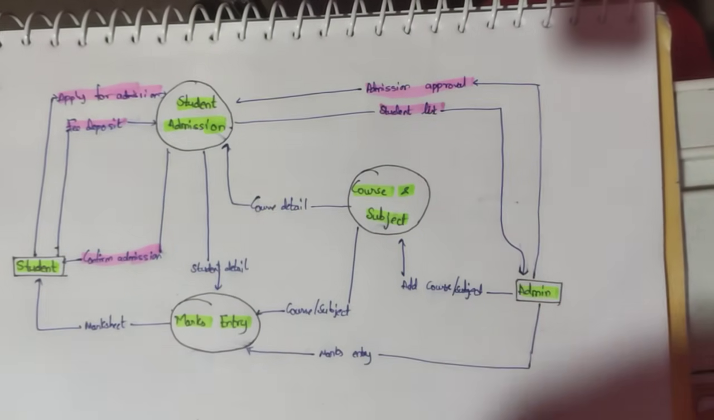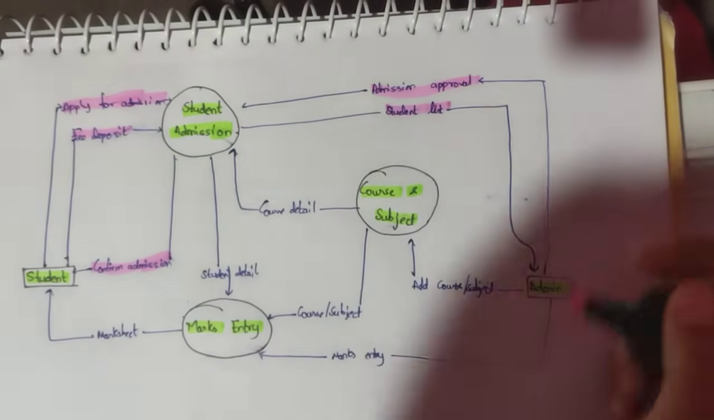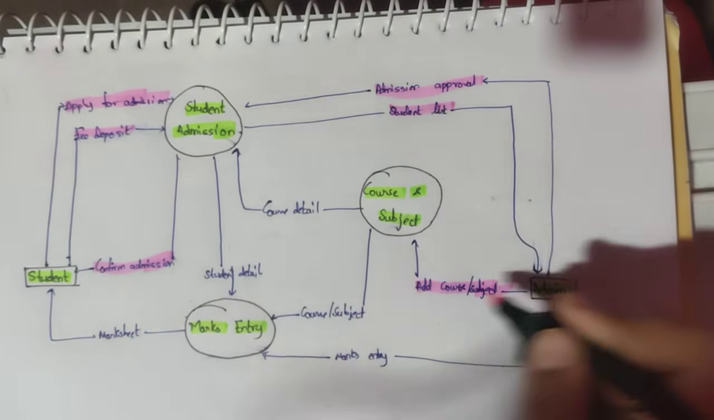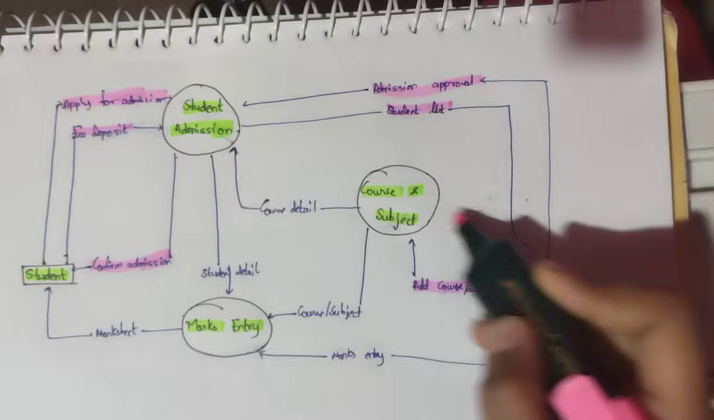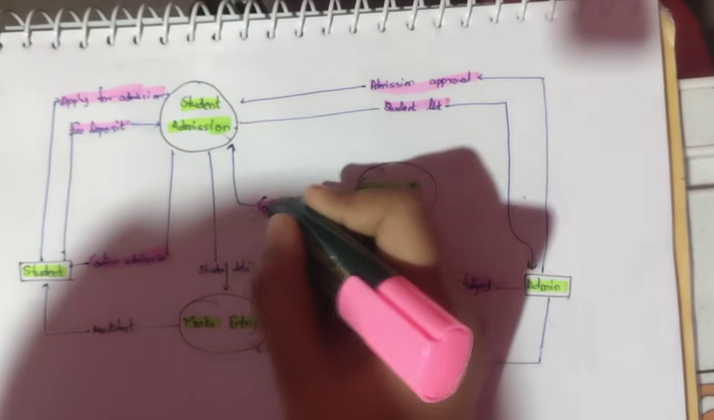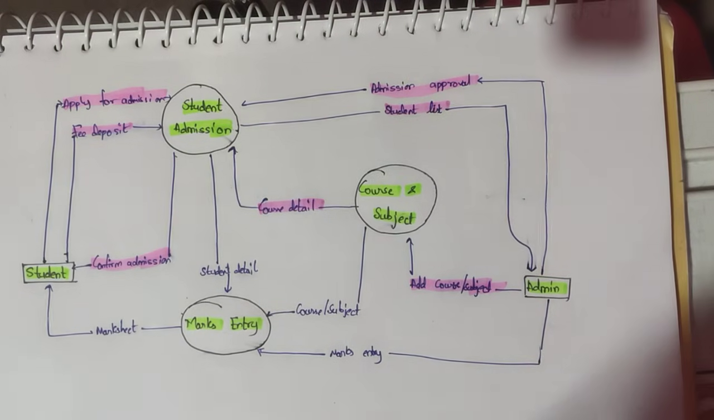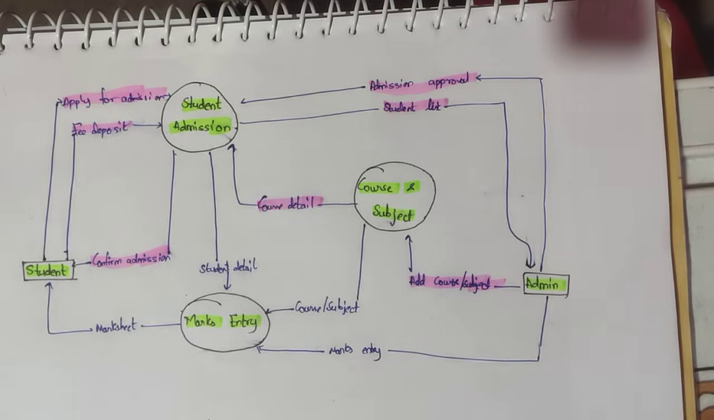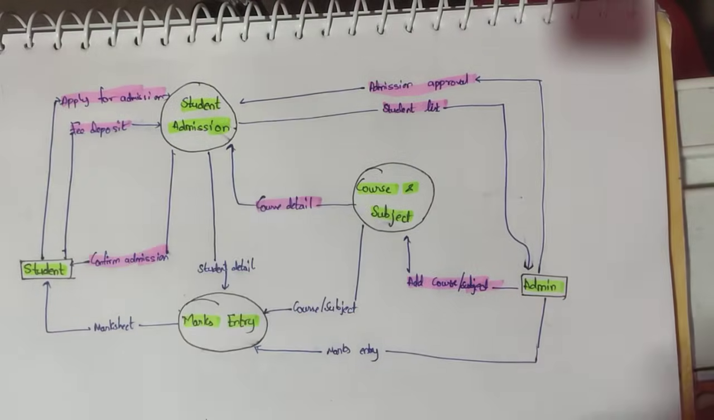Okay, so next, let's see about the courses and the subjects. The admin will add the course and the subjects in the database. So it will go to the course and subject part. Later, these course details are available at the time of student admission, which means when we take the admission, they tell us which course we are going to take, what the subjects in that course are, what they will teach us in that course, and everything. So that is added by the admin and shown to the student at the time of admission.